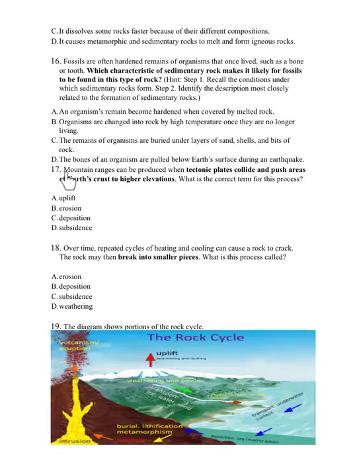Number 17. Mountain ranges can be produced when tectonic plates collide and push areas of the Earth's crust to higher elevations. What is the correct term for this process? A. Uplift. B. Erosion. C. Deposition. D. Subsidence.